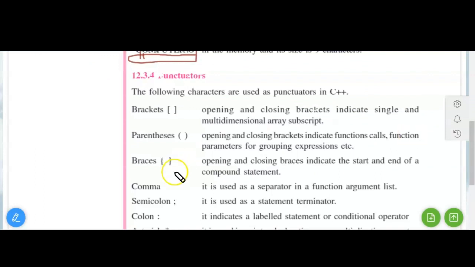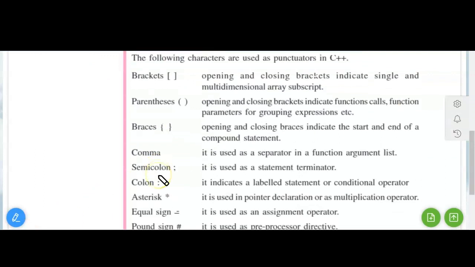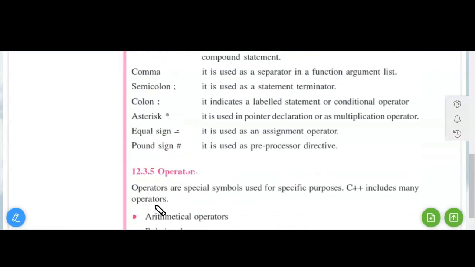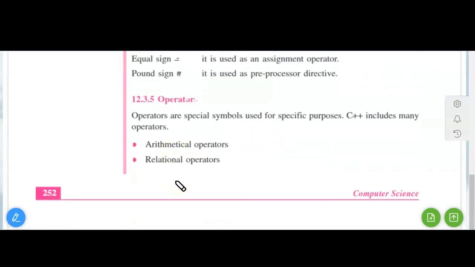Next one is punctuators. For punctuators you have these special characters like brackets, parentheses, braces, comma. All these things are known as punctuators in your C++ program. Next one is operator. You have got different kinds of operators, that is, arithmetic operator, relational operator. So what does this operator do? They have a special purpose.